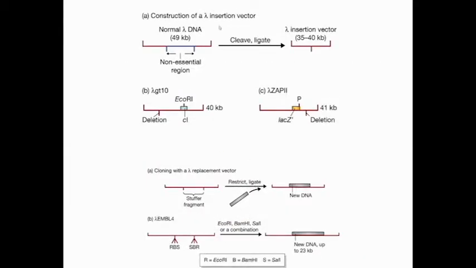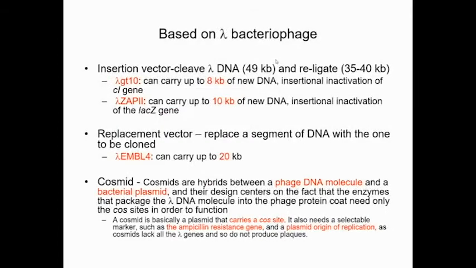And this example here, insertion vector. So basically you cut out a piece of non-essential region, then religate, and then you have this cloning site, the CI gene, so that you can clone the DNA into here, Lambda GT10 or Lambda ZAP2. And then replacement: basically you have a cloning site, and you replace this piece with another target gene. So these are based on the Lambda bacteriophage.